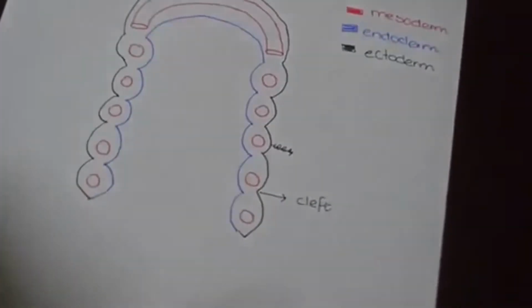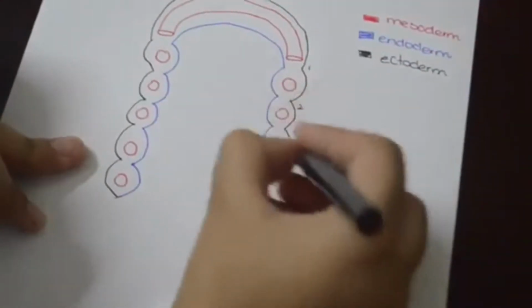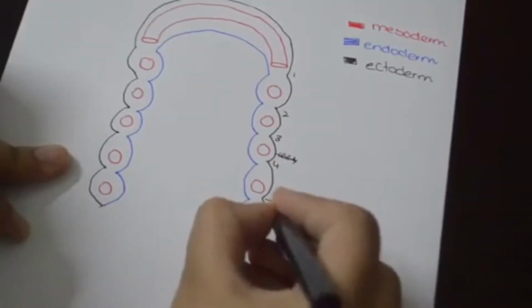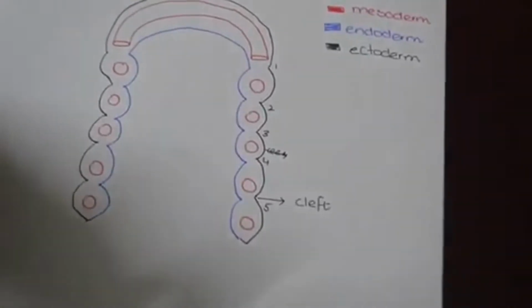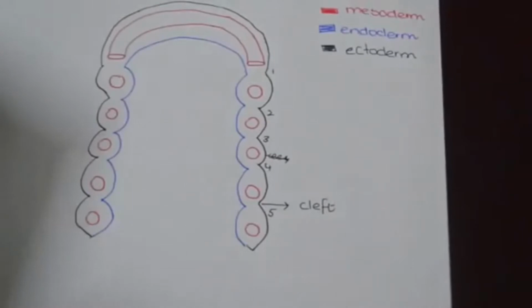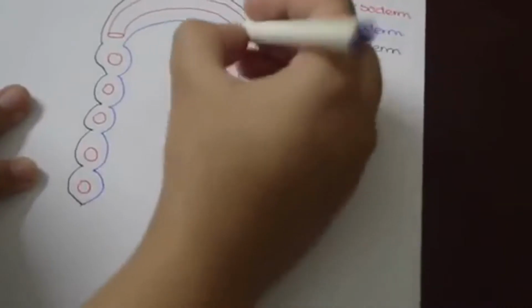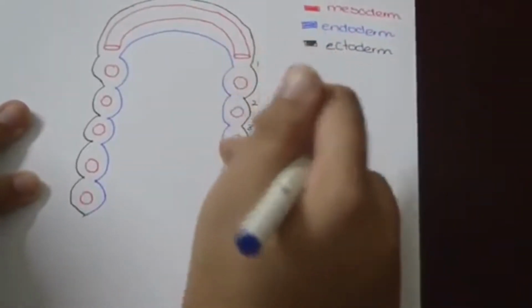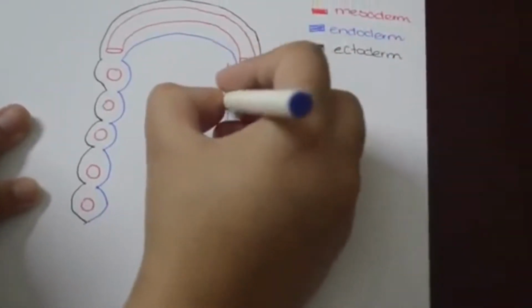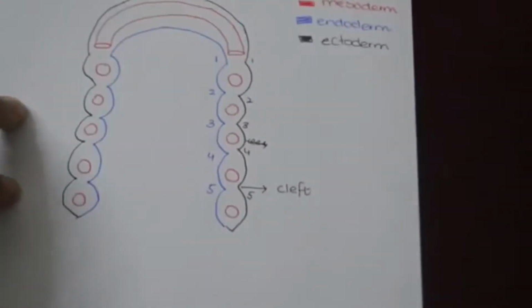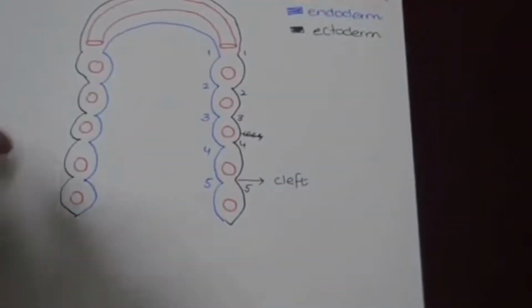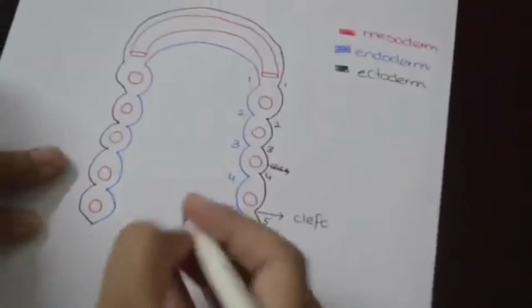See how many clefts there are? 1, 2, 3, 4, and 5 clefts are here. This is how we can see it, so there are 5 pharyngeal clefts. Now we can count the pharyngeal pouches. The first one is 1, 2, 3, 4, 5. There are 5 pharyngeal pouches and there are 5 pharyngeal clefts.